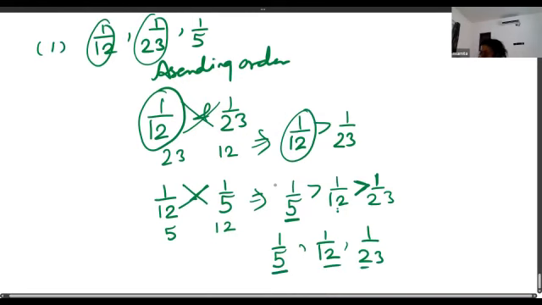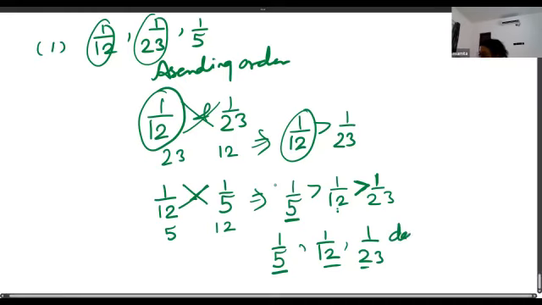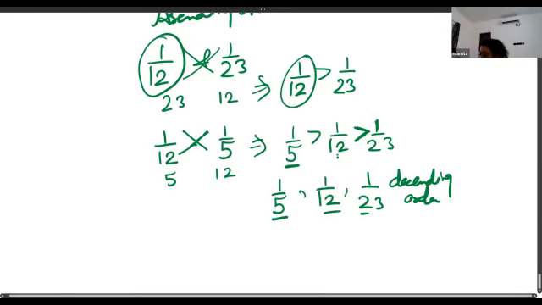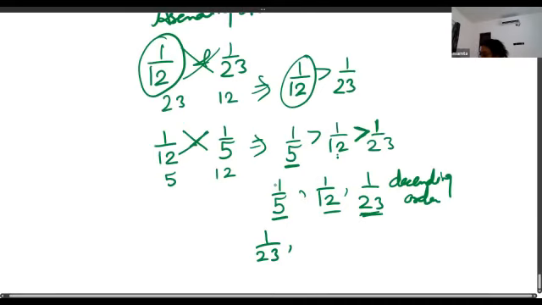Ma'am, you said ascending order, but you wrote from greatest to smallest. It should be smallest to greatest, right, ma'am? Yes, it is descending order. Ascending order means just take the smaller number first. 1 by 23, 1 by 12, 1 by 5. Okay, ma'am, this is ascending order.